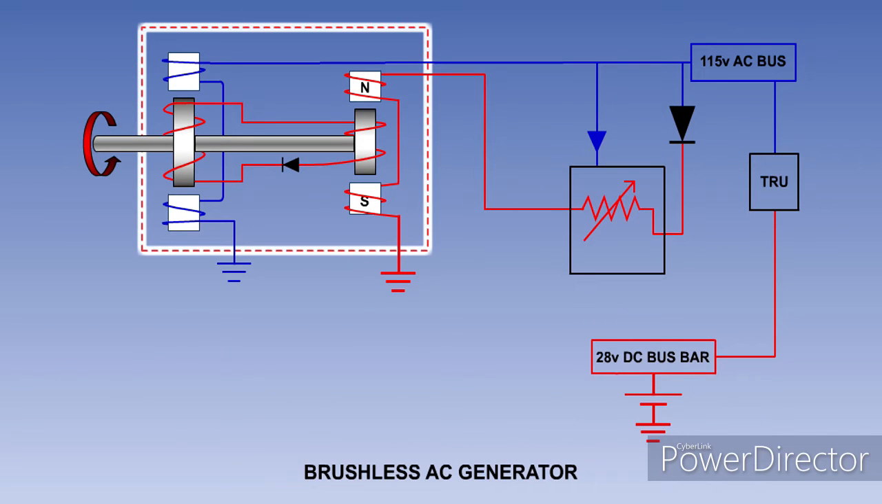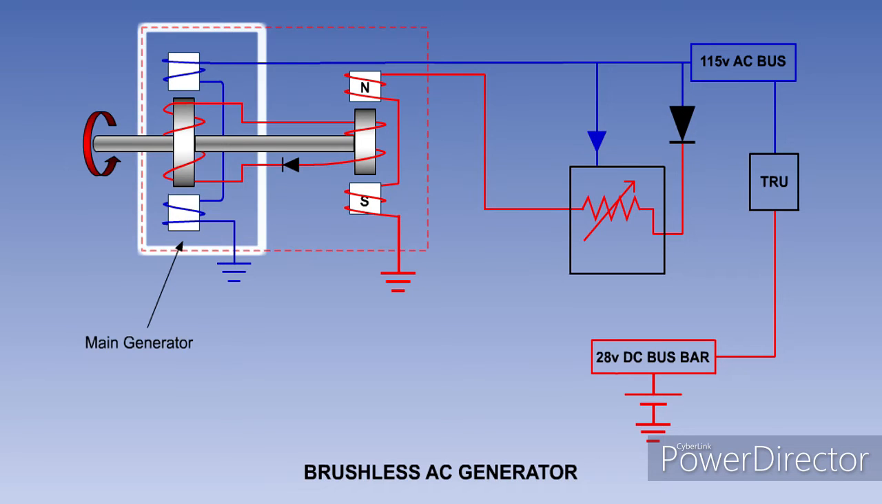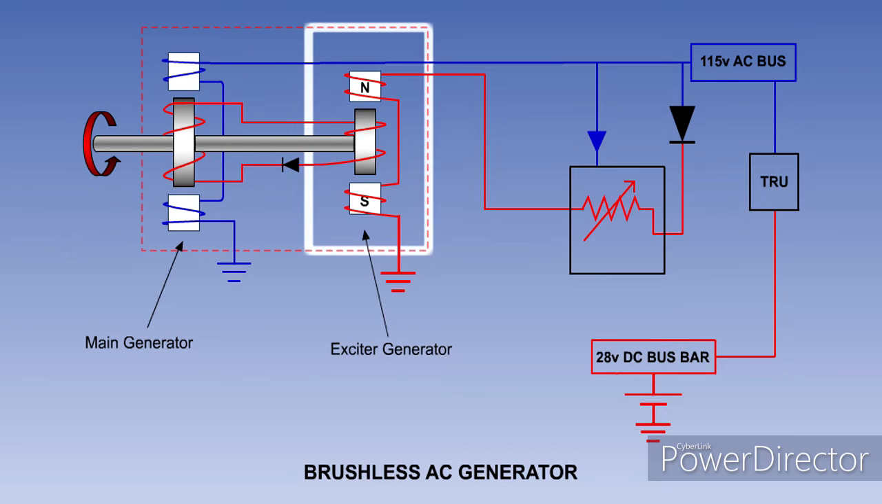A brushless AC generator consists of two generators. The main generator with a rotating field and an exciter generator with a rotating armature on the same shaft. The purpose of the exciter generator is to provide a current for the main generator rotating field, without the need for slip rings and brushes.